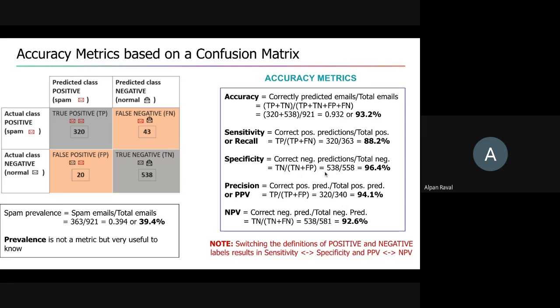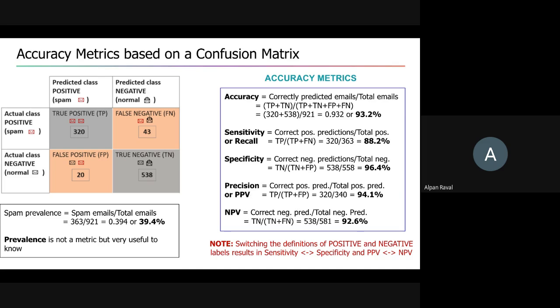So one thing you should note is that accuracy is what it is. It's just the proportion of correct predictions. But you really need to know what sensitivity and precision are, because once you interchange the definition of positive and negative, you get the other two metrics. If you change positive to negative, you go from sensitivity to specificity. You change positive to negative, you go from precision to NPV.